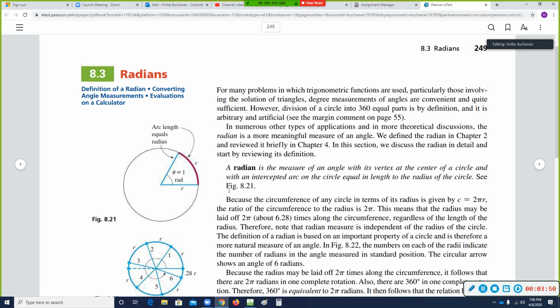Degree measurement is really an accident of having a 360-day calendar. And honestly, we don't even have a 360-day calendar. We have a 365-day calendar, but 365 is a hard number to work with, so 360 is easy to work with. That's kind of artificial. If we meet aliens, there's no reason to ever expect them to measure angles in degrees.